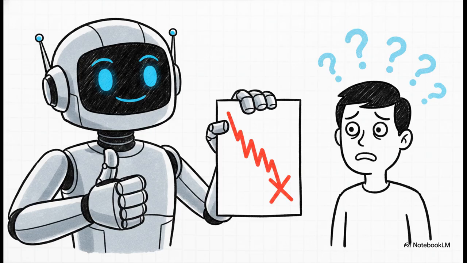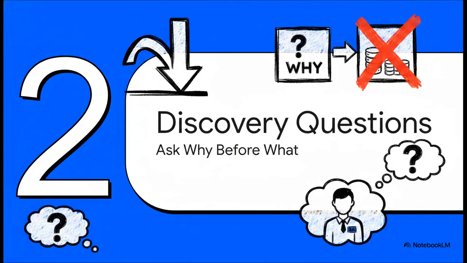As a BA, your job is to act as the shield here. You have to design the dataset, the knowledge document, and the instructions so tightly that the AI literally has no room to guess. Moving on to Section 2, the discovery questions.